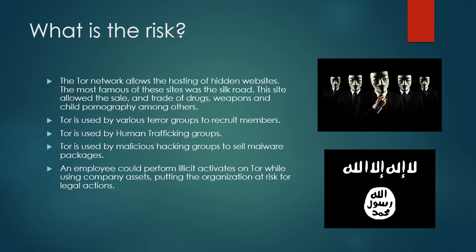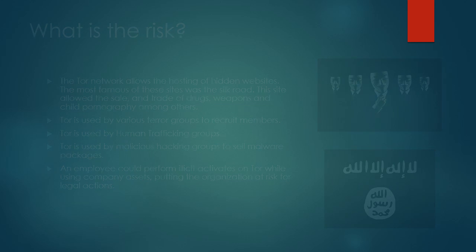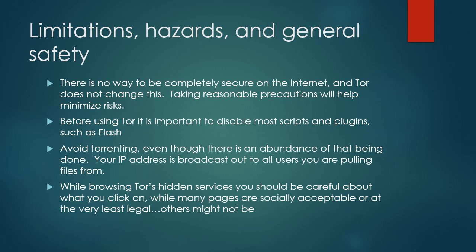The most famous of these sites was the Silk Road. Silk Road was estimated to have $45 million a year in transactions at its peak. Roughly 70% of its profits came from narcotic sales, but they also sold child pornography, stolen credit cards, assassinations, and weapons of various sorts. This was the Amazon of the dark web. It is also used by hacktivist groups such as Anonymous and by terror groups such as ISIS.